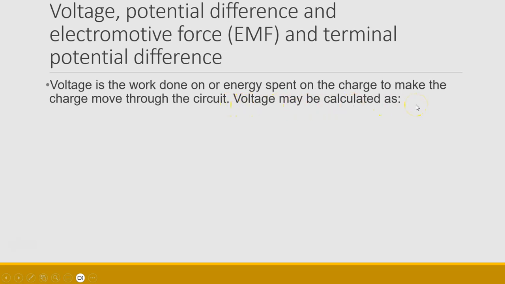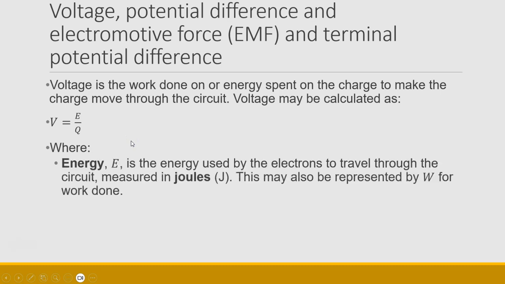And voltage may be calculated as per the definition, work done per unit charge. That's the same thing as energy spent per unit charge. So V is E over Q, or V is W over Q. It doesn't matter if you use E for energy or W for work. Energy is always measured in joules, as is work measured in joules. So this energy is the energy used by the electrons to give them that push to travel through the circuit, and that's measured in joules.